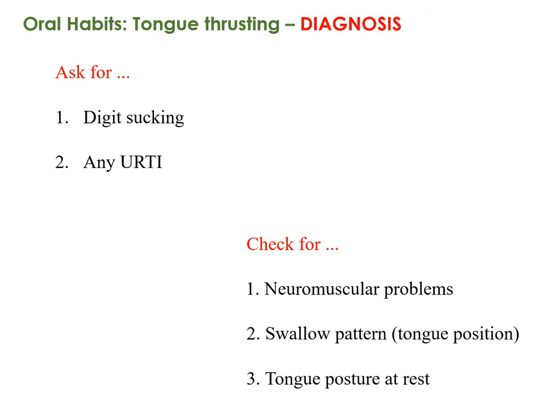So how do you diagnose this habit? You will ask for any existing digit sucking or thumb sucking habit, or the presence of any upper respiratory tract infection, and you will also look for any neuromuscular problems, the swallow pattern, and especially the position of the tongue when the swallowing happens, and also the posture of the tongue at rest. So these are all the different ways of diagnosing this particular habit.